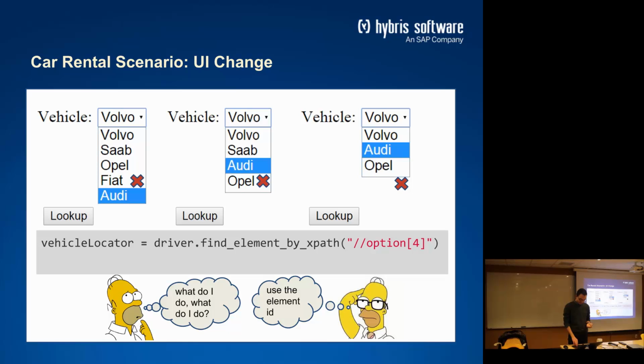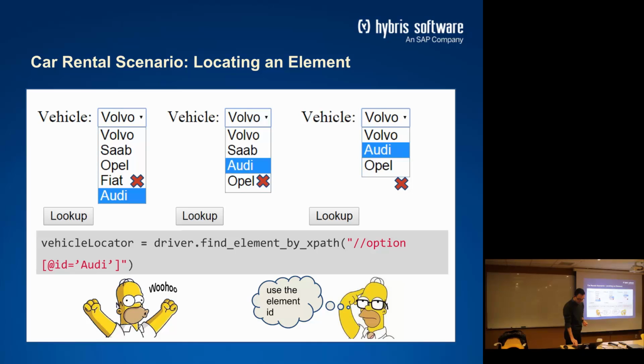So he's saying, what do I do? What do I do? And then here's the community. What the community suggests is, okay, instead of making it relative to the structure of the HTML, just use the element IDs. Basically what it means is that instead of using option 4, find an option for which the ID is Audi. Then it makes it independent of the position of the element. So what will happen is that all those tests will pass, and he's really happy, and he thinks that he has solved this thing, and then another change happens.